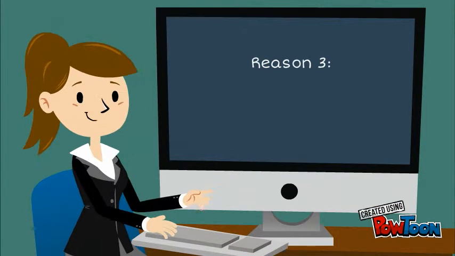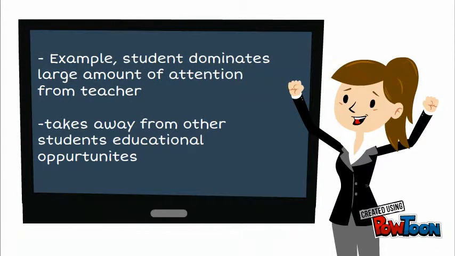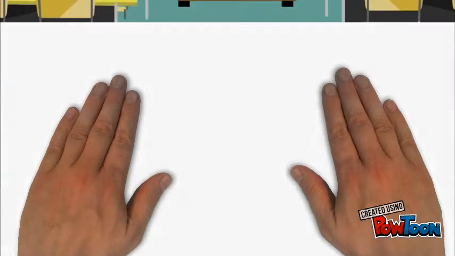The third reason a child can be excluded from general education class is if the student's presence is hindering the learning of other students. For example, the student dominates a large majority of the teacher's attention, taking away educational opportunities from other students. The teacher must have documentation to justify the placement of the student.